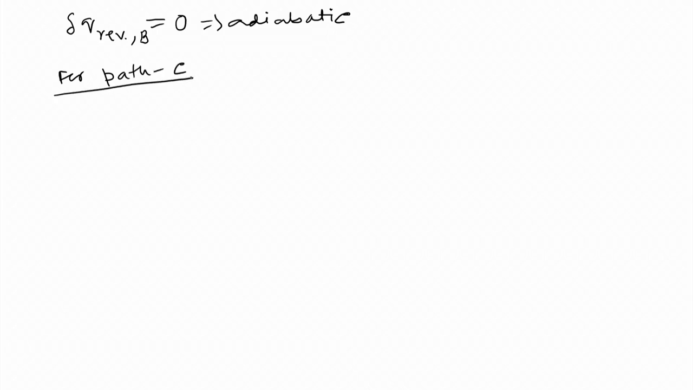So what do we get from this diagram and the information we have so far? We get del Q for the reversible process along path B is 0 because it is an adiabatic process. For an adiabatic process, there is no heat change. For path C, del W reversible is 0 because there is no PV work, no volume change there.